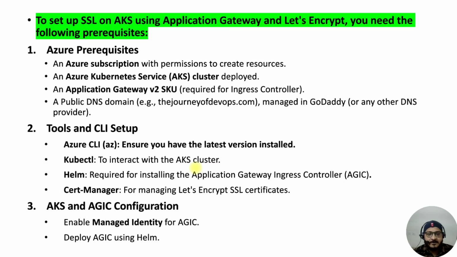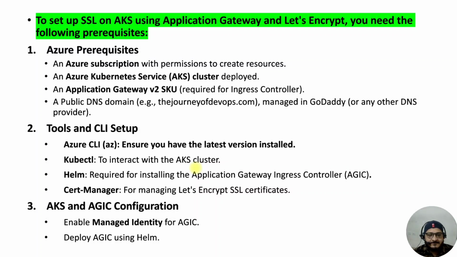If you are installing Application Gateway Ingress Controller, there are two options you can use. The very first is Helm. Second, you can go to the Azure portal, and from there itself you can enable the Application Gateway Ingress Controller. Then you need certificate manager.